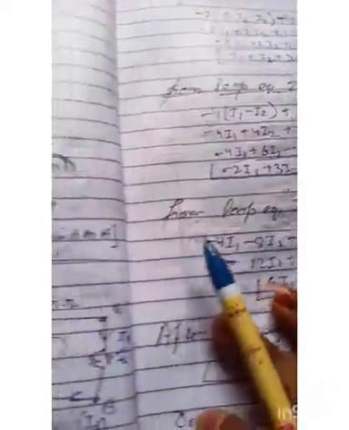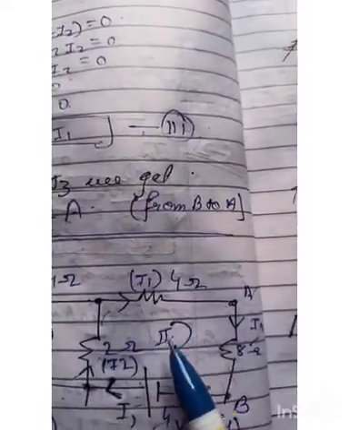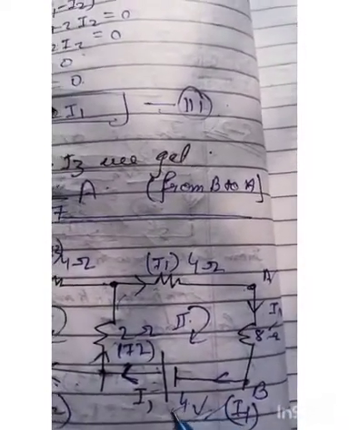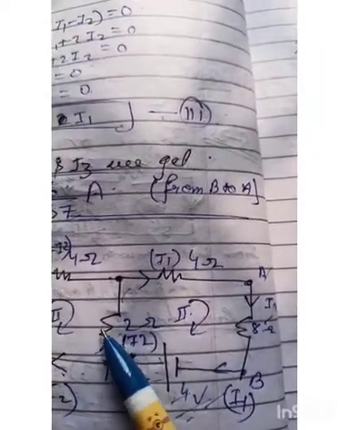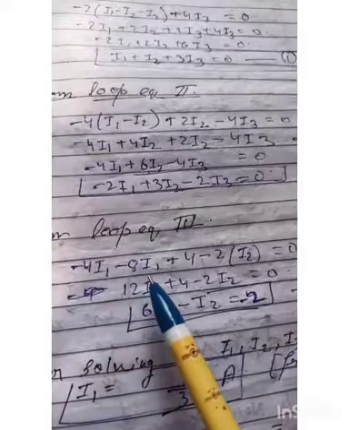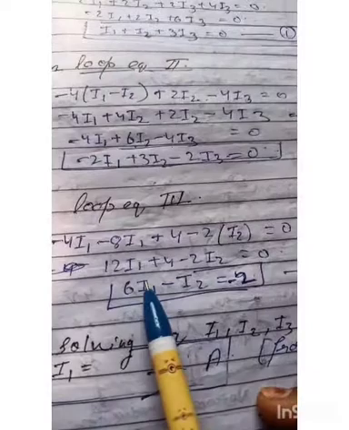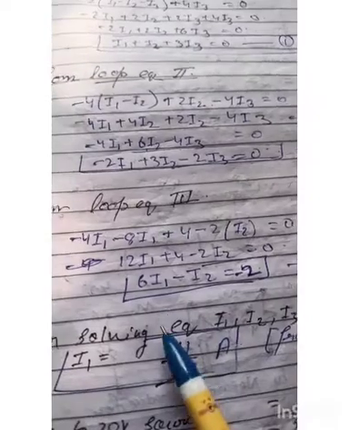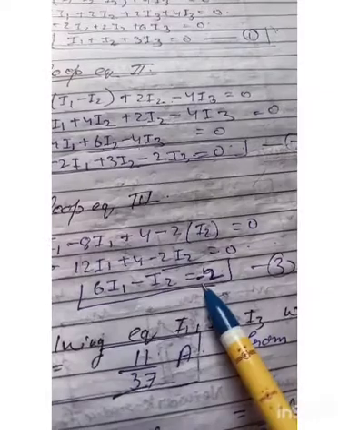Now for loop equation 3, we see that current and resistor are in the same direction, minus 4 I1. Here current and resistor are in the same direction, minus 8 I1. Here negative to positive, it means plus 4. Current and resistor are in the same direction, minus 2 I2. Minus 4 I1 minus 8 I1 plus 4 minus 2 I2 is equal to 0. We solve it, we get 12 I1 plus 4 minus 2 I2 is equal to 0. After solving that, 6 I1 minus I2 is equal to minus 2.